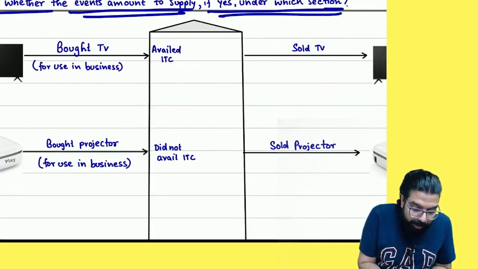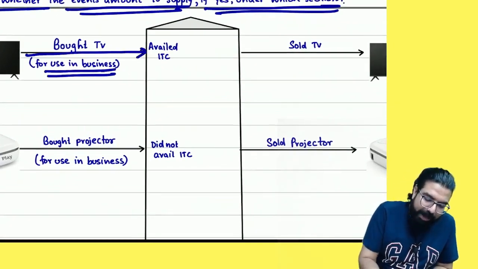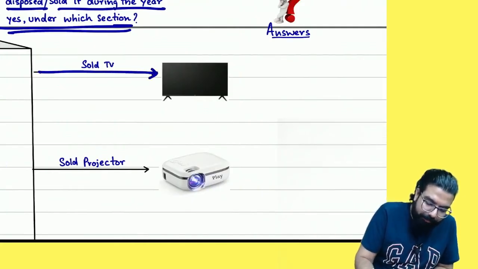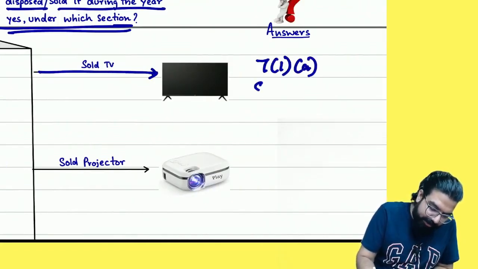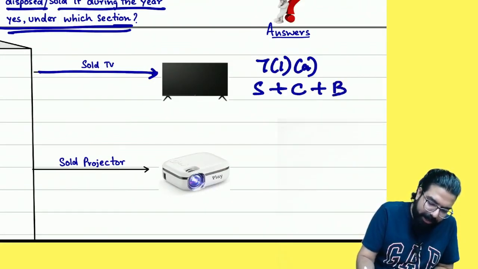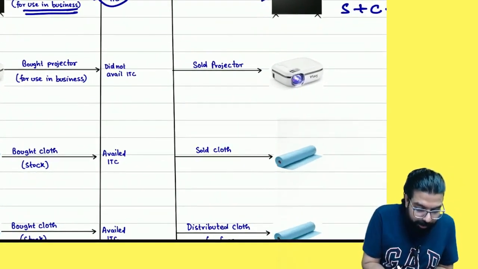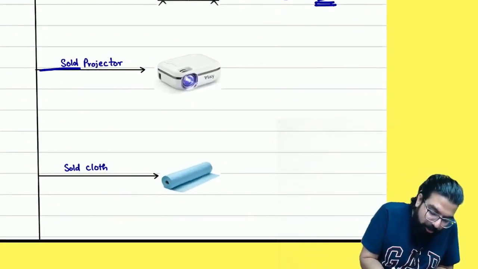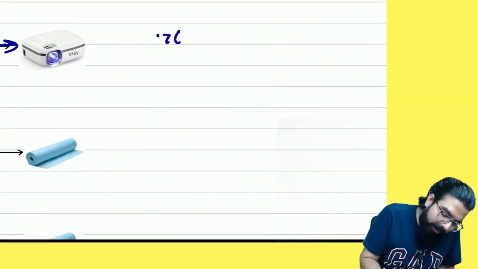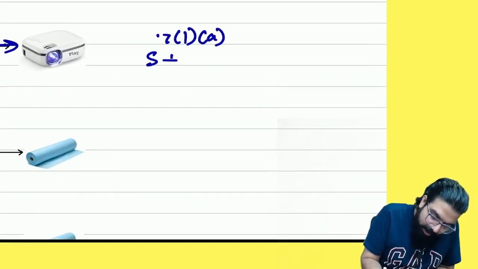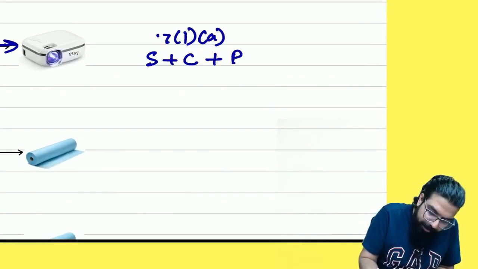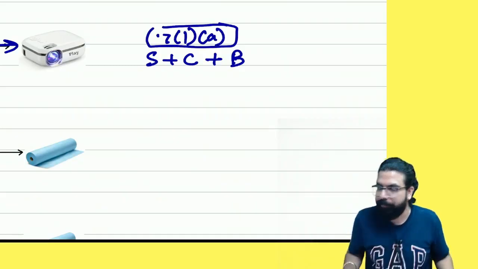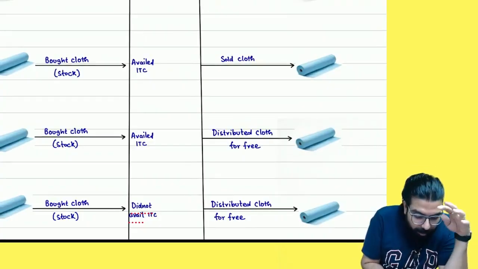Chalo. Now, he bought a television for using in the business and he took the ITC. He sold the TV. Sold. Section number? 7-1A. It's a sale for a consideration in the course of business. Done. You guys got it. I bought a projector. Did not take the ITC. But I sold it. 7-1. Why? It's a sale for a consideration in the course of business. 7-1A never tells you whether you have taken ITC or you have not taken. Can I go ahead, everyone? Next. I bought cloth.